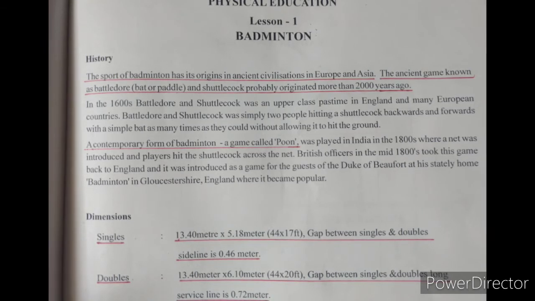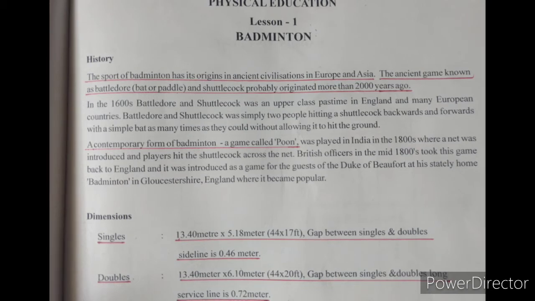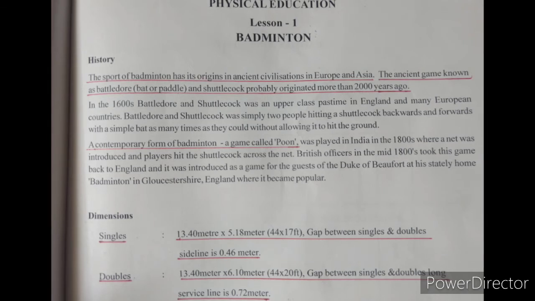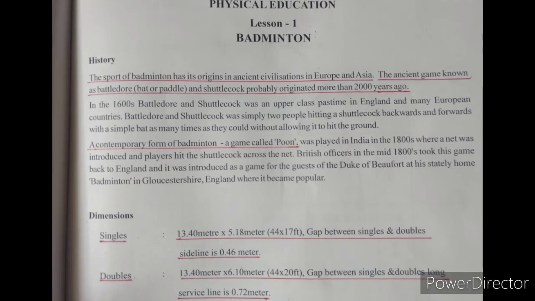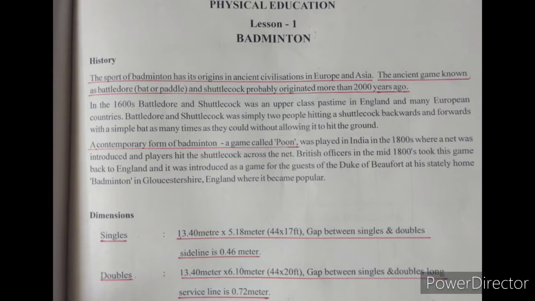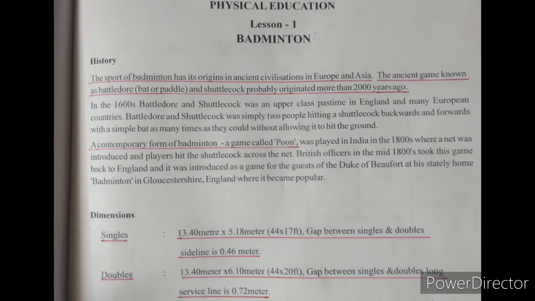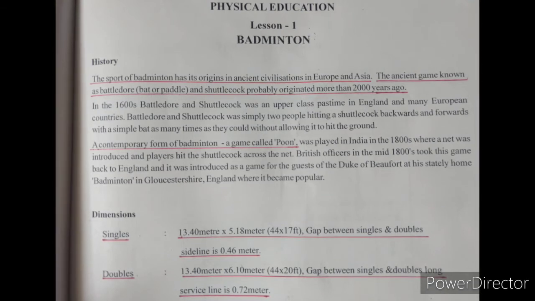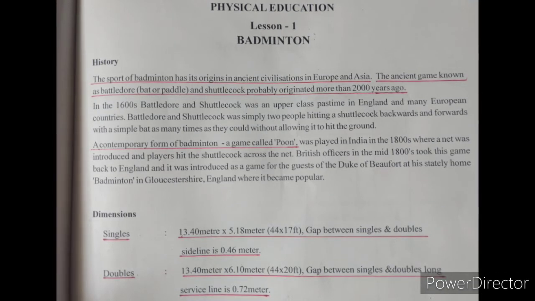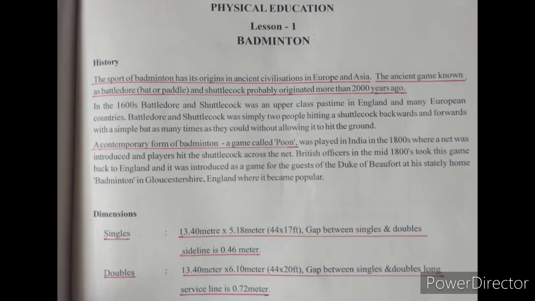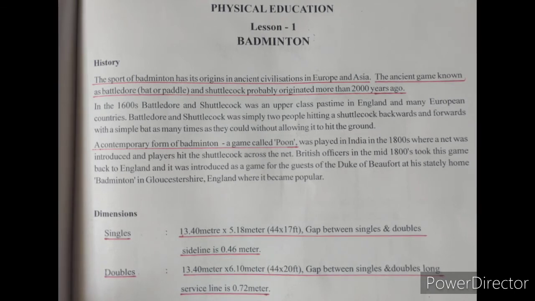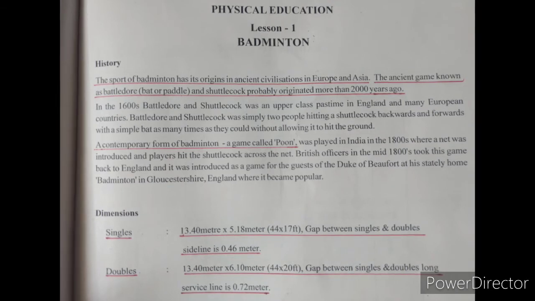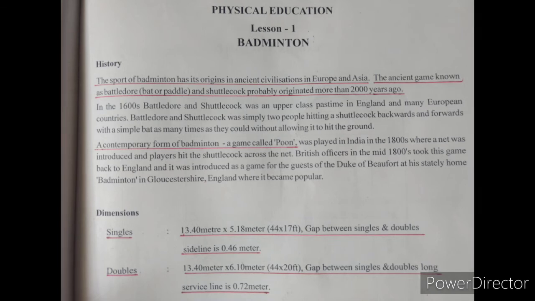The next, dimensions. There are two types, singles and doubles. The singles and doubles have the same length of court, which is 13.40 meters. It's common for both singles and doubles. Next, width of the singles is 5.18 meters, the doubles 6.10 meters.